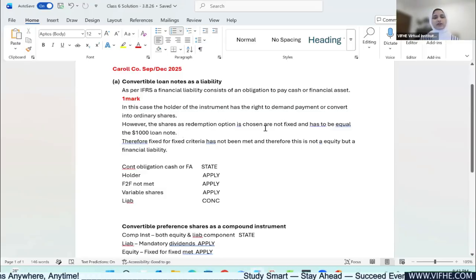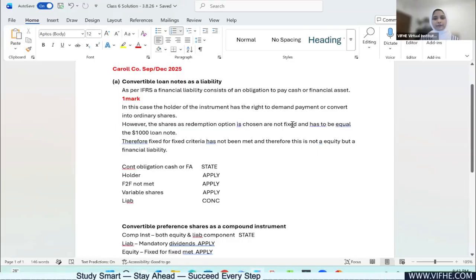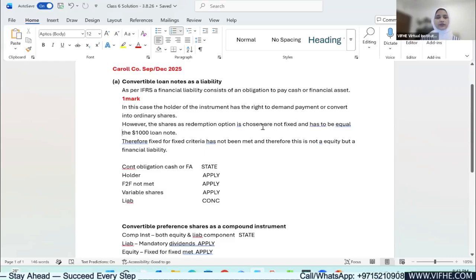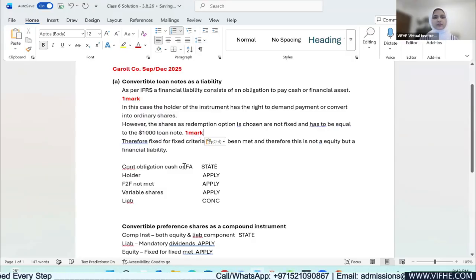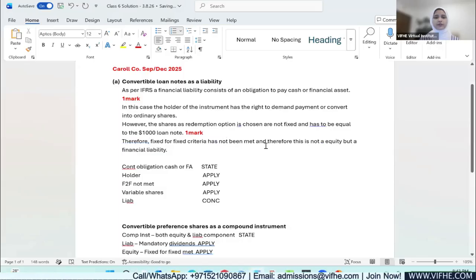However, the shares as redemption option is chosen are not fixed and has to be equal to the $1,000 loan note. So this is yes worthy of 1 mark. Therefore, fixed for fixed criteria has not been met, and therefore this is not an equity but a financial liability.